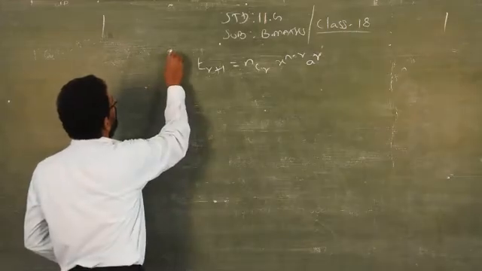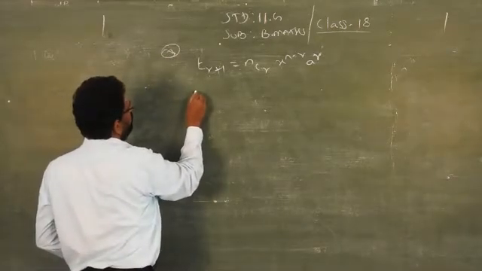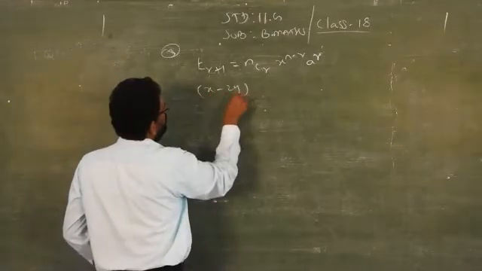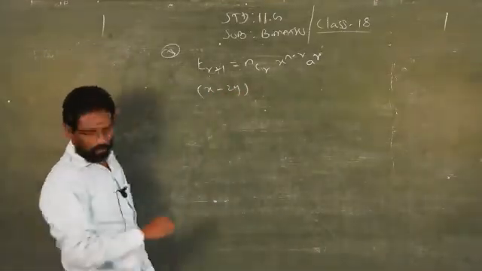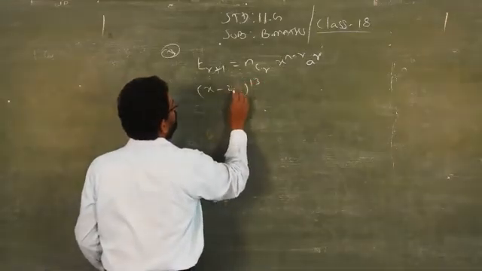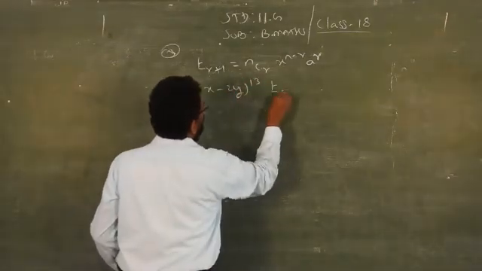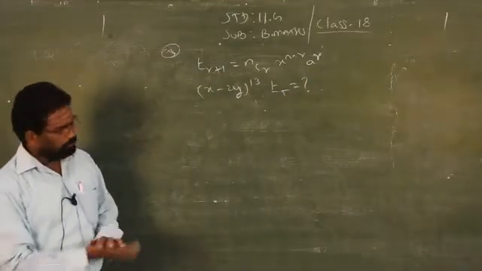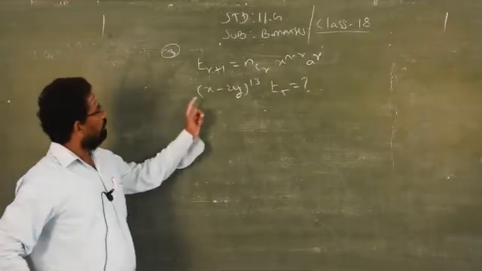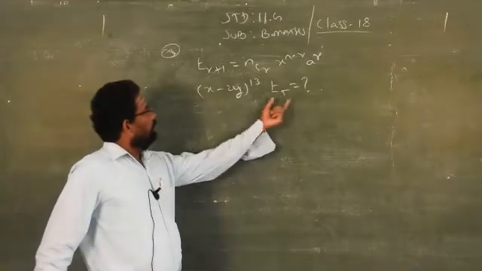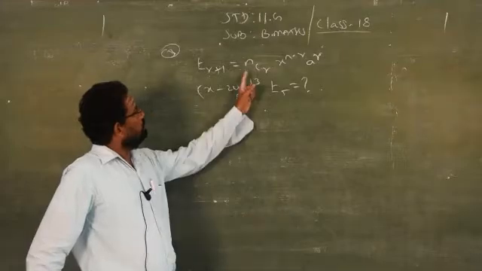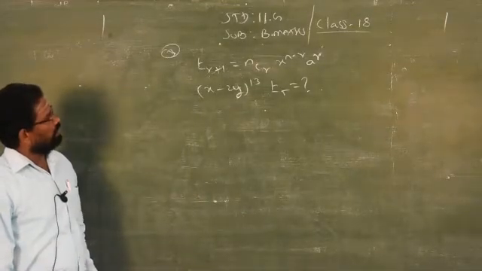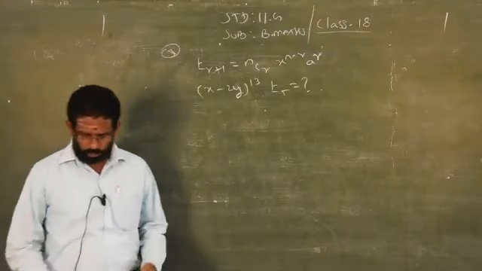Find the fifth term of (x minus 2y) whole to the power of 13. You have to find T5, the fifth term, of the expansion of this binomial. T5 is the question mark. This is the general formula. T(r+1) is equal to nCr x power n minus r into a power r.